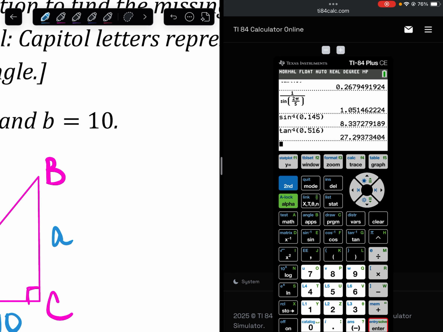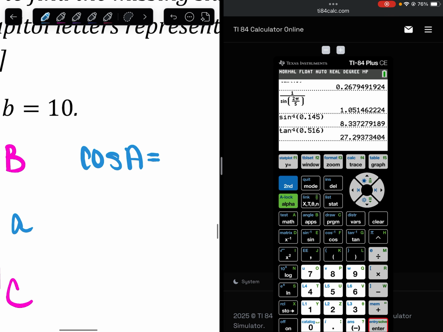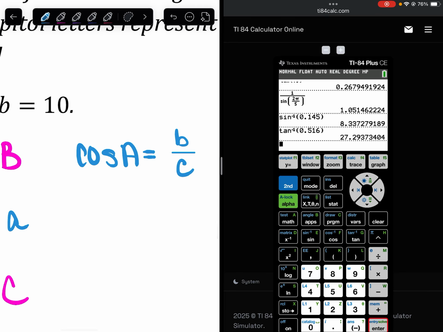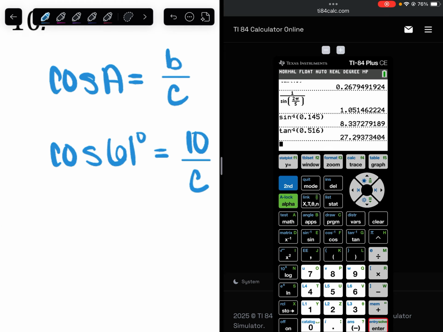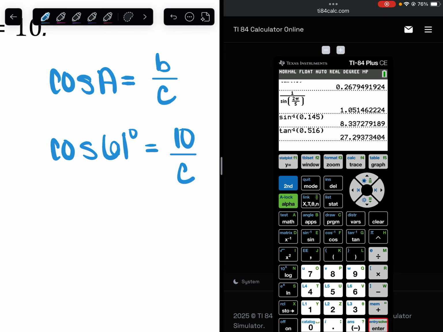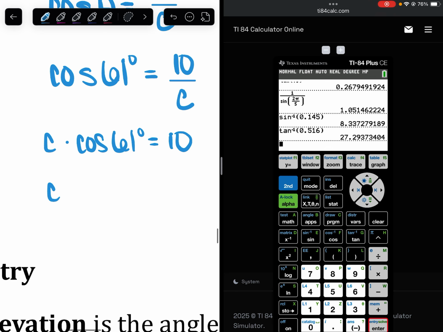So cosine of A is going to be equal to the adjacent leg, which is b, divided by the hypotenuse, which I've called c. If I plug in what I know, that means cosine of 61 degrees is equal to 10, because that's b, over c. Then we just algebraically manipulate this equation to get c by itself. If I multiply both sides by c, I get c times the cosine of 61 degrees equals 10. Divide by the cosine of 61. So c is 10 over the cosine of 61 degrees.